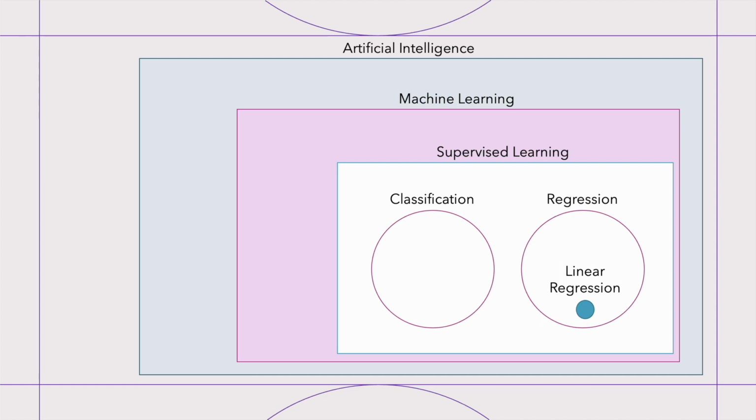So if you are using a linear regression model to predict the price of a house, you can say that you are developing some artificial intelligence based application. But here there is an important point.